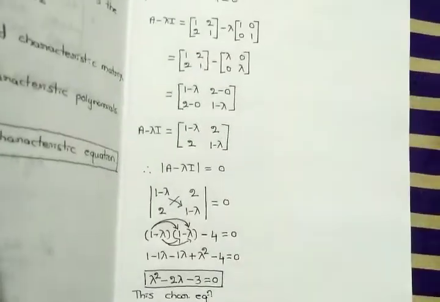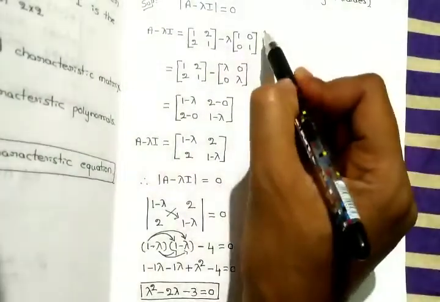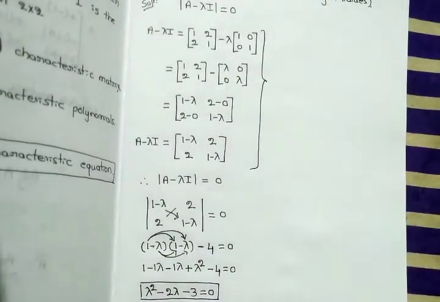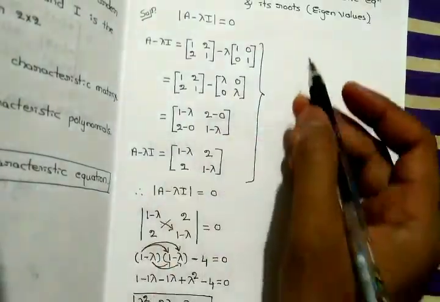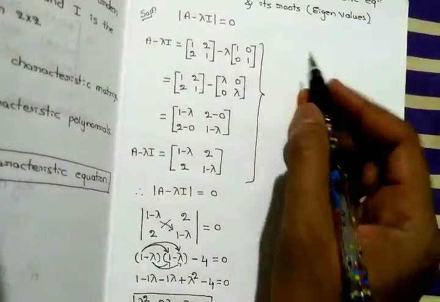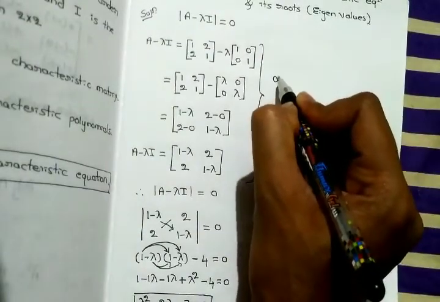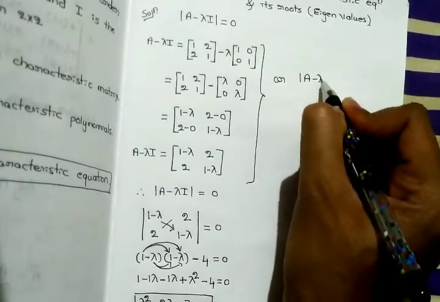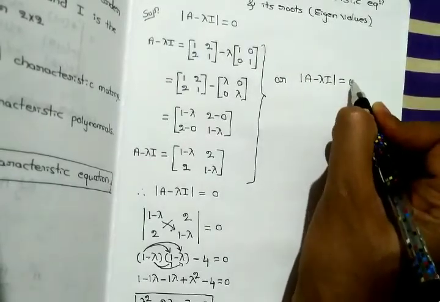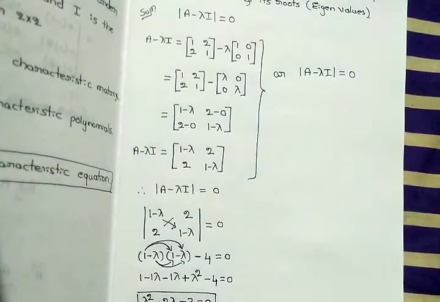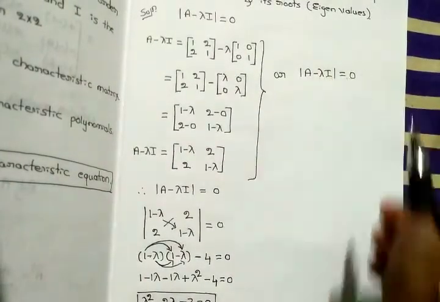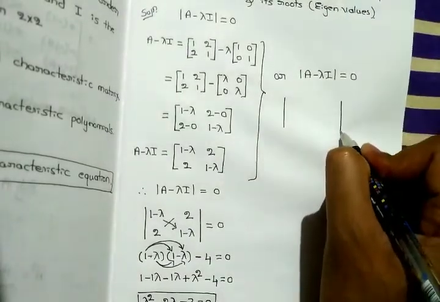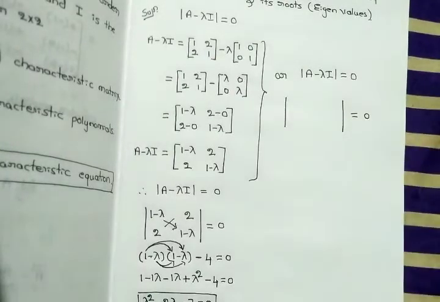Sometimes in an examination you can skip this entire step. See how to skip it. First note down determinant of A minus lambda I is equal to 0. Next, the determinant symbol, keep it as it is, equal to 0.